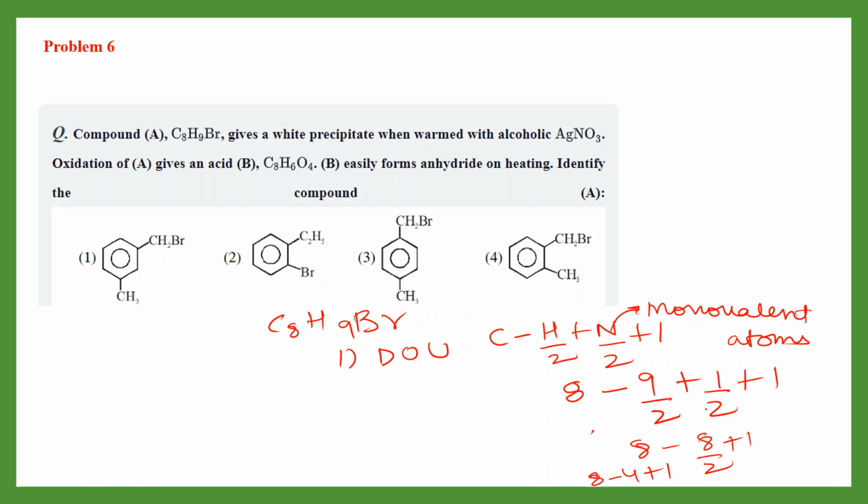8 minus 9 by 2 plus 1. 8 by 2 is 4. I think we have made a mistake anywhere. 9 minus 4, it comes 5. Okay, let me correct here. C minus H or monovalent atom by 2 plus N by 2 plus 1. Sorry, I am correcting it. Wait, let me erase this.